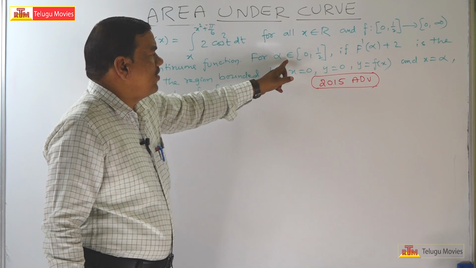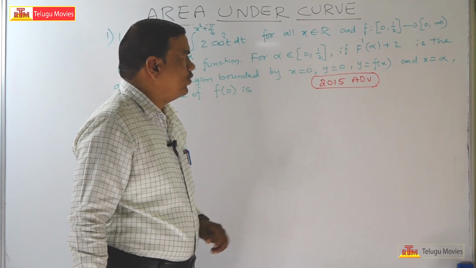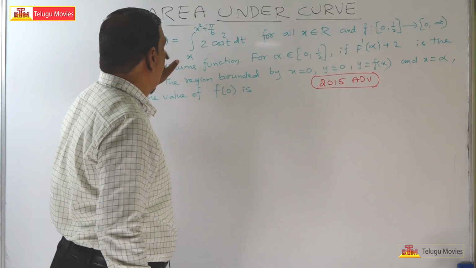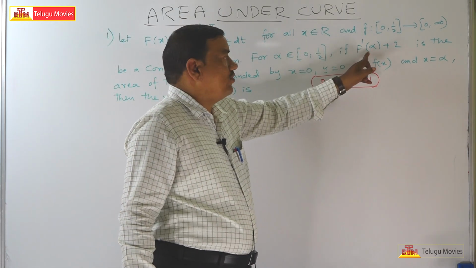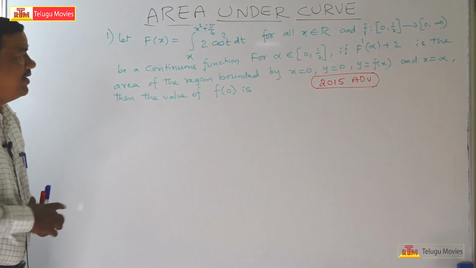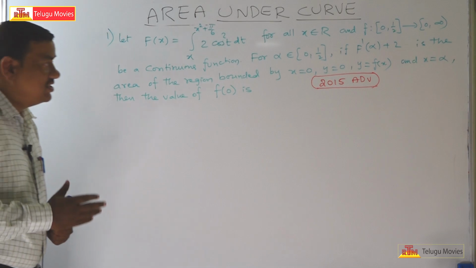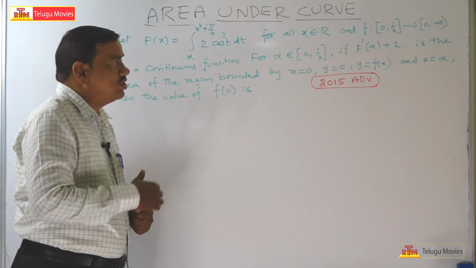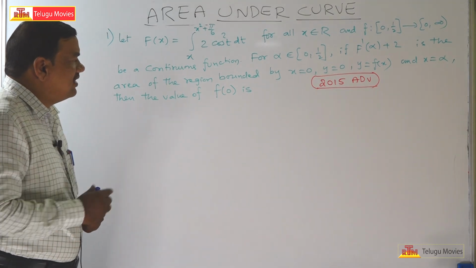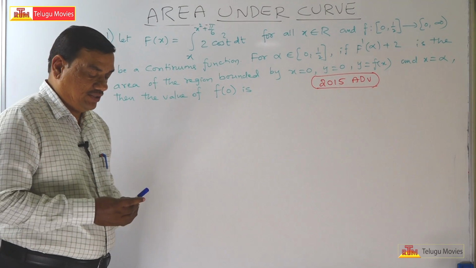For all alpha belonging to 0 comma 1 by 2, if capital F dash of alpha plus 2 is the area of the region bounded by x equal to 0, y equal to 0, y equal to f of x and x equal to alpha, then the value of f of 0 is.